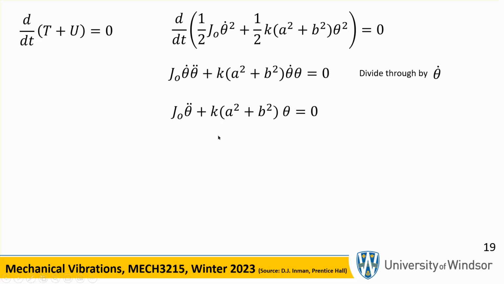standard vibration equation, m x double dot plus k x, and there's no damping here, equal to 0. Okay. Now the effective mass m is this J0, and the effective stiffness is that k times a squared plus b squared. The same result that you got before.